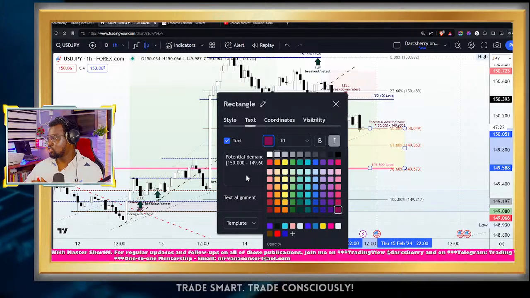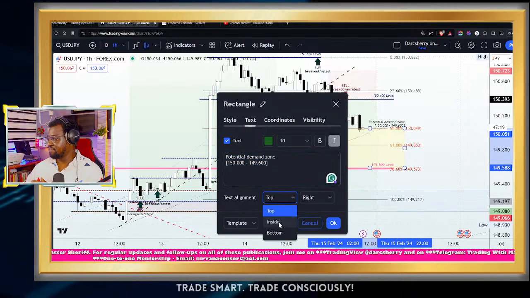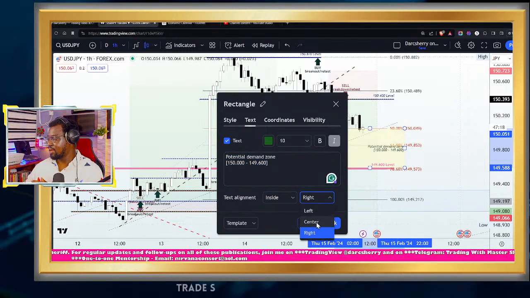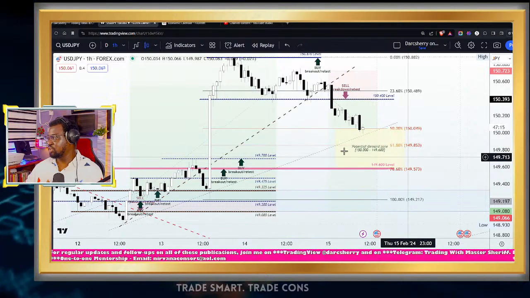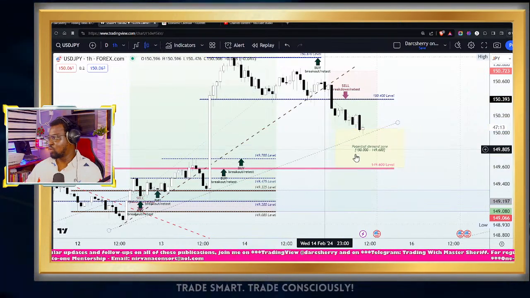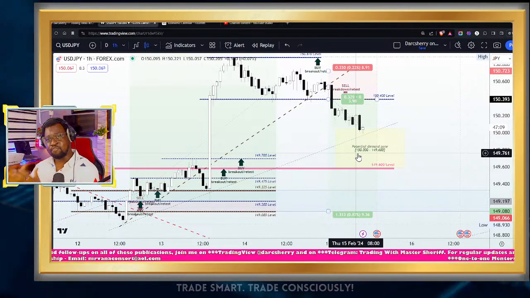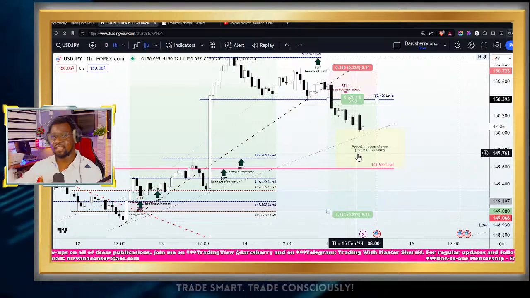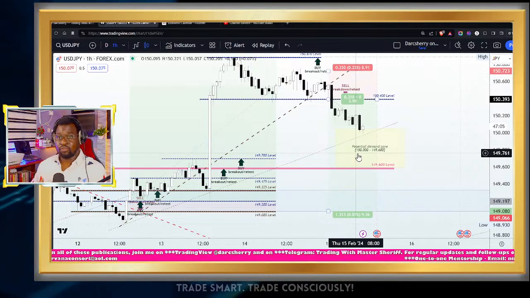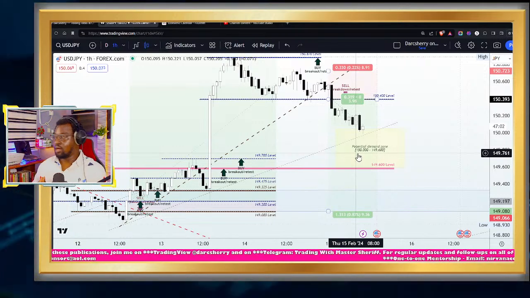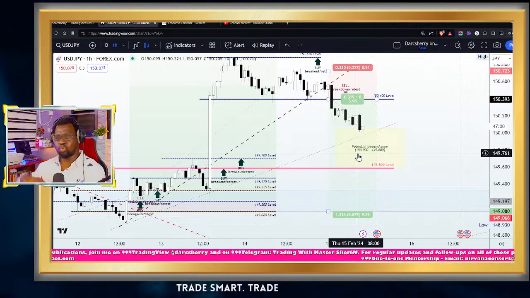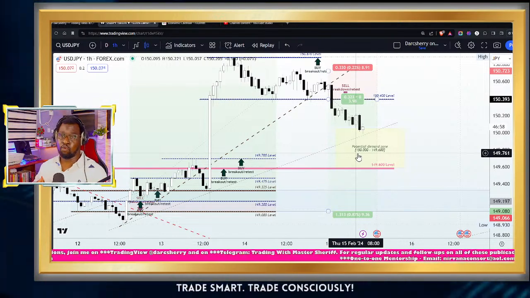Okay, so we have this right here, and so we have a potential demand zone right here. So this is where our golden zone is, and look at how beautifully it shares a confluence between the ascending trend line and that key level situated at the 149.600 area. So we have a beautiful area looking out for buying opportunities here.